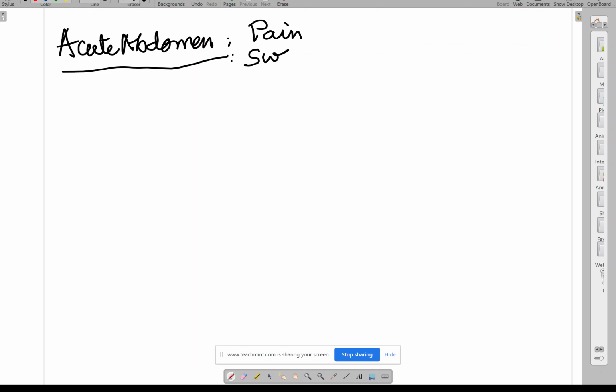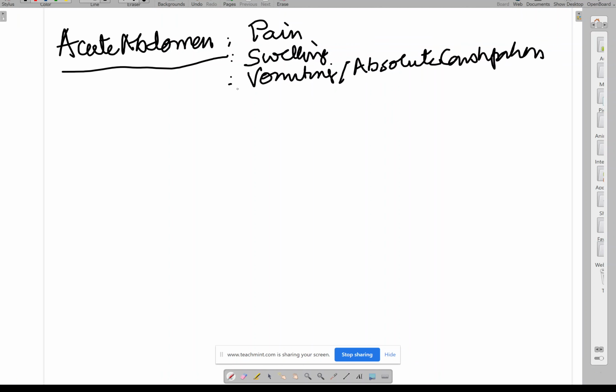Second is swelling. Third is indication of vomiting, or absolute constipation. And the fourth is when there is injury in the region of abdomen, either blunt or sharp.